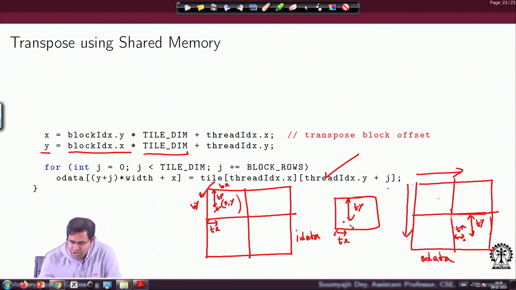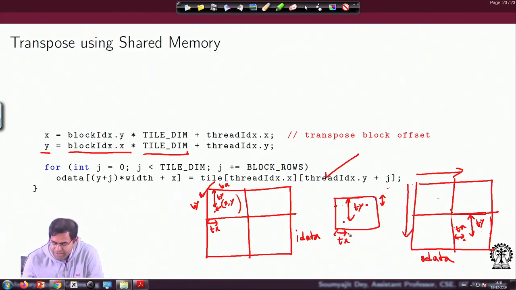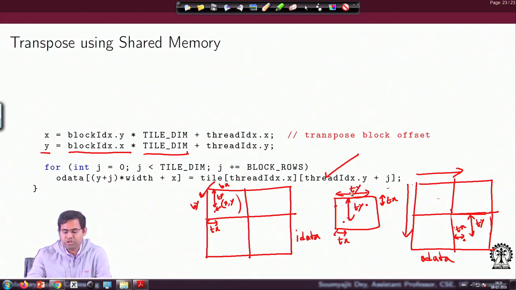Exactly. When you write, you load data from the tile's tx-th row and ty-th column. So that would mean you read from somewhere here. Then you use the earlier x offset to calculate the row offset, and you use the earlier y offset to calculate the x offset. Just see, the positions are flipped.